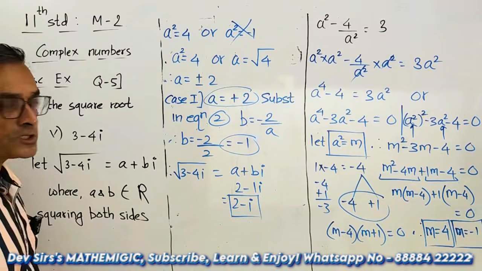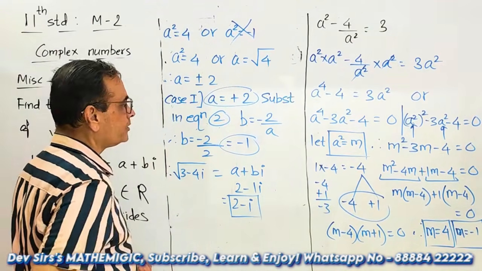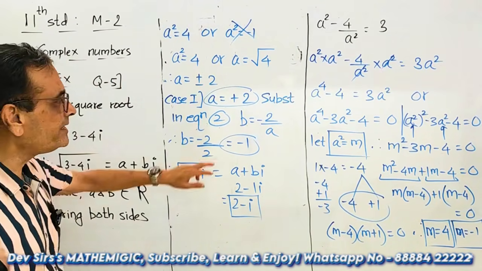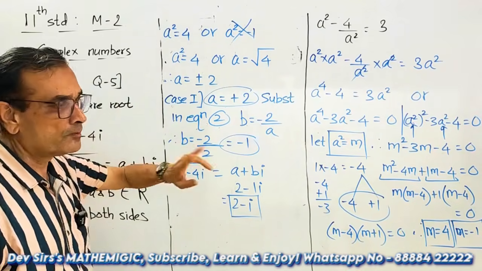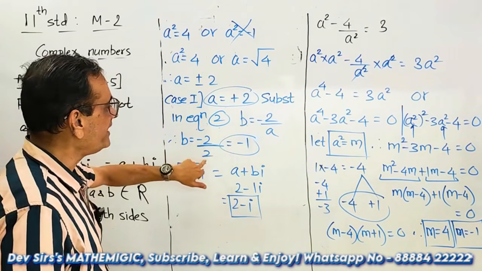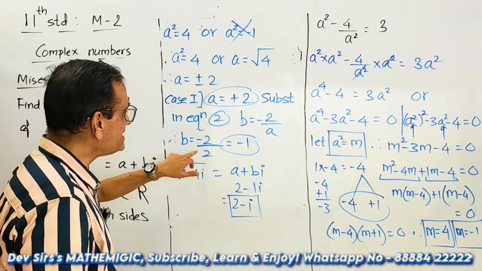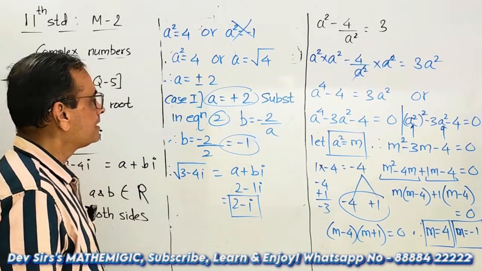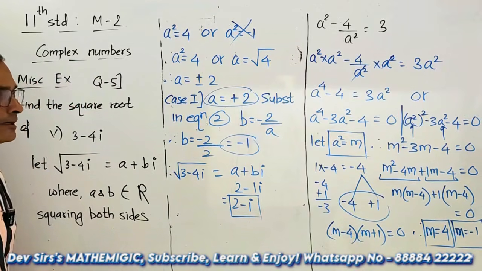Okay, why one possible case? Because I have taken a is equal to 2 here. How to get the value of b? From equation 2, which we had written earlier. B is equal to minus 2 upon a, put the value of a, you get the value of b as minus 2 upon 2 is minus 1, right?